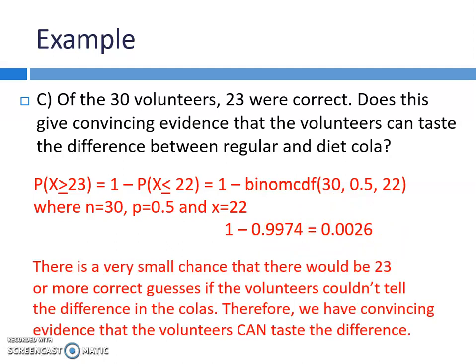So there is a very small chance that there would be 23 or more correct guesses if the volunteers couldn't tell the difference. So because it's so small, we then have convincing evidence that the volunteers can, in fact, taste the difference. This is going to be something we do a lot of in the second semester, using probability to help us figure out if something is convincing or not.